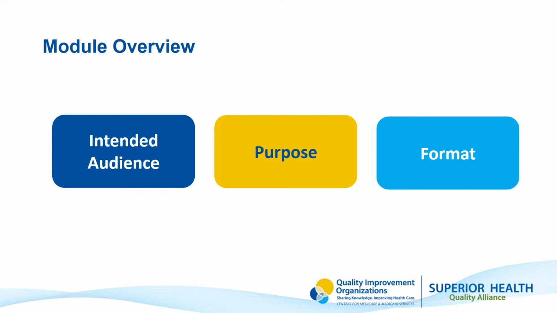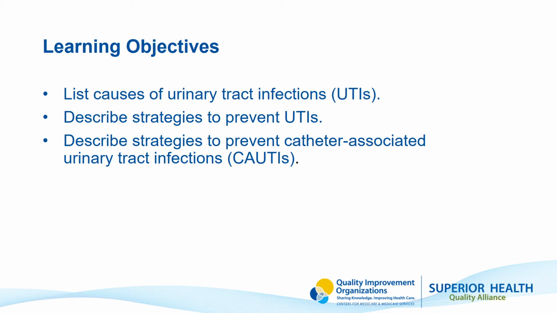You are viewing the second module of the series, which provides information on the prevention of urinary tract infections. It is not necessary to complete the entire series of modules in one sitting. You can leave and return to any of the modules at any time. Once you've completed this learning module, you may test your knowledge and understanding of the material by completing the quiz. After completing this module, you should be able to list causes of urinary tract infections, describe strategies to prevent UTIs, and describe strategies to prevent catheter-associated urinary tract infections.